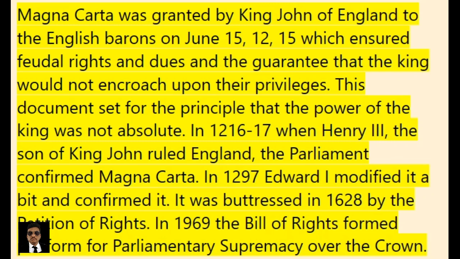In 1216-17, when Henry III, the son of King John, ruled England, the Parliament confirmed Magna Carta. In 1297, Edward I modified it a bit and confirmed it. It was buttressed in 1628 by the Petition of Rights. In 1689, the Bill of Rights formed the platform for parliamentary supremacy over the Crown.